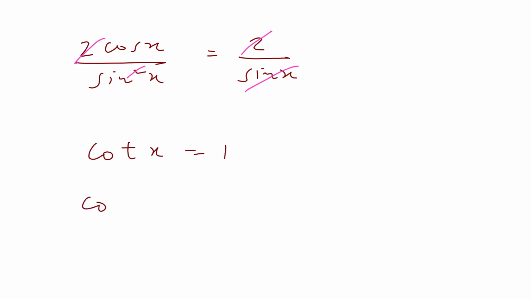But we know cot 45 degrees is equal to 1. Therefore, x is equal to 45 degrees, which is 5. Relatively simple problem. Let us go to question number 20.